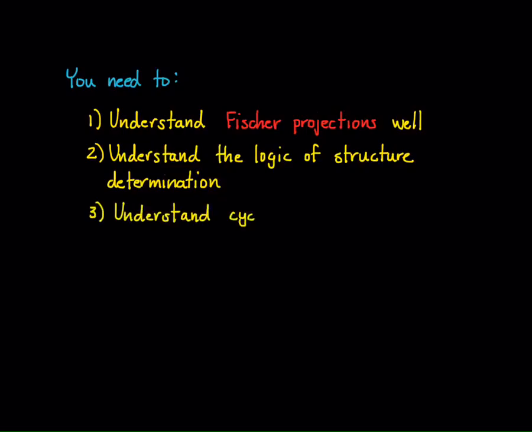Thirdly, you're going to understand cyclization reactions. So we're going to see that sugars can take two forms. One is a linear form, and the other is a cyclic form, or a hemiacetal. And so understanding the equilibrium that exists between a hemiacetal and the linear form is going to become of vital importance in terms of understanding what's going on in terms of the chemistry of carbohydrates.